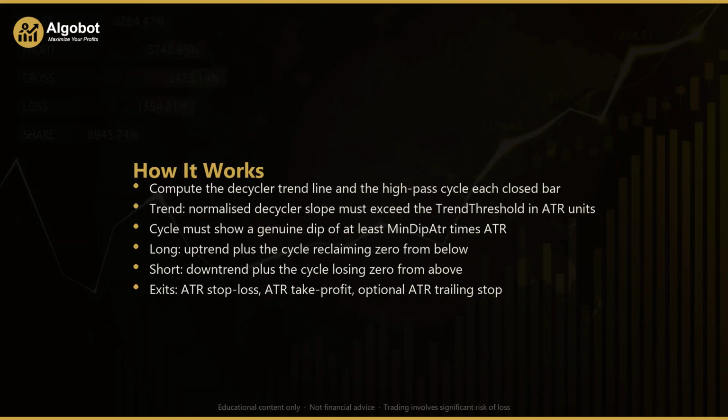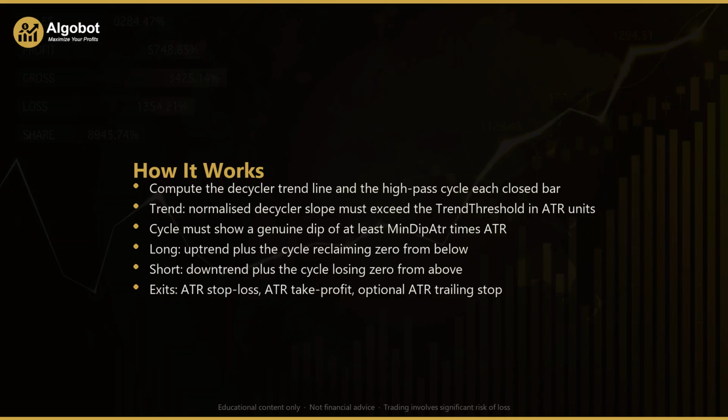Now let's walk through the exact logic. The expert advisor acts once per closed bar, so it never repaints or reacts to the flickering current candle. On each new bar, it rebuilds the Decycler filter over a long window of closed prices, and it reads the current volatility using the average true range, or ATR. First, it measures the trend.